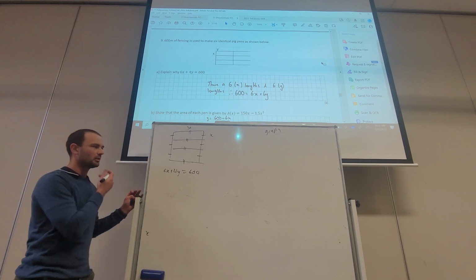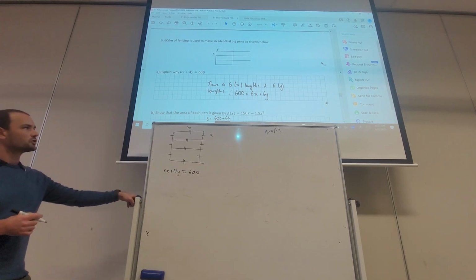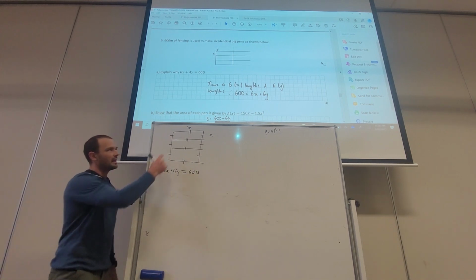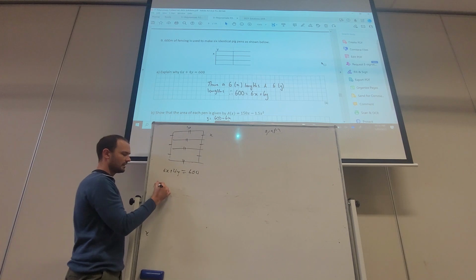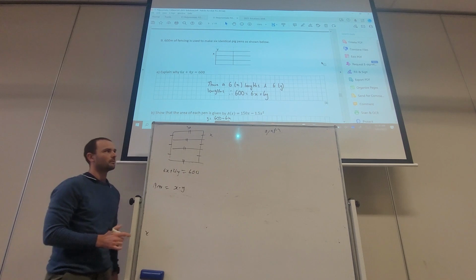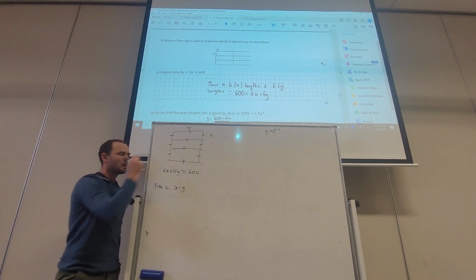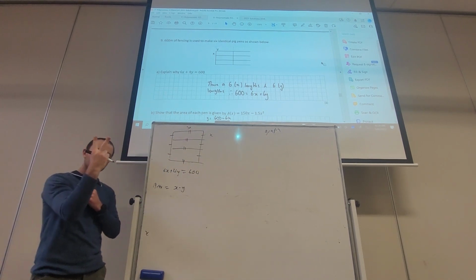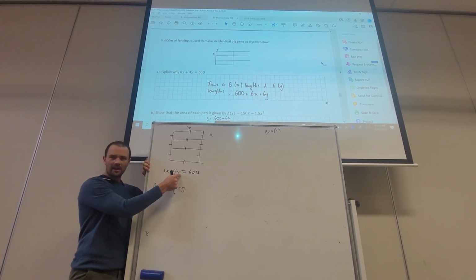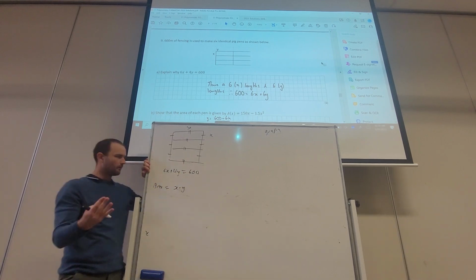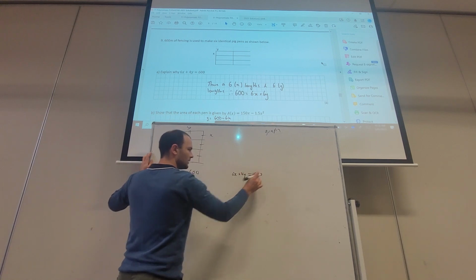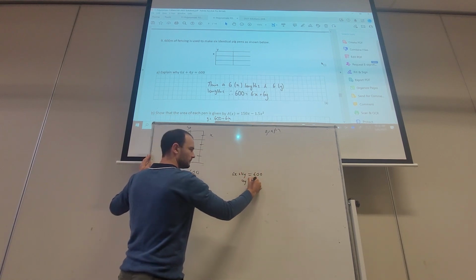There are 6 lots of x plus 4 lots of y that equals 600. Part B. Show that the area of each pen is given by this equation. Okay. So the area of each pen is equal to x times y. Right? The area is going to be equal to x times y. But there, we've got two variables and we need to express it in terms of one. We need to rearrange y to get x by itself, right? So I have 6x plus 4y equals 600. So we'll rearrange this to get it by itself.